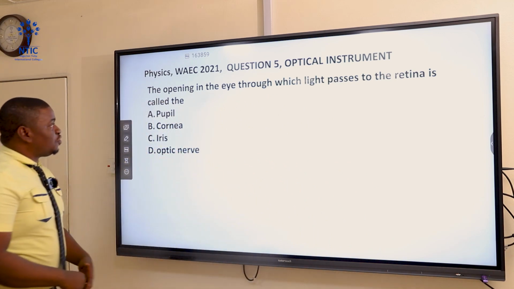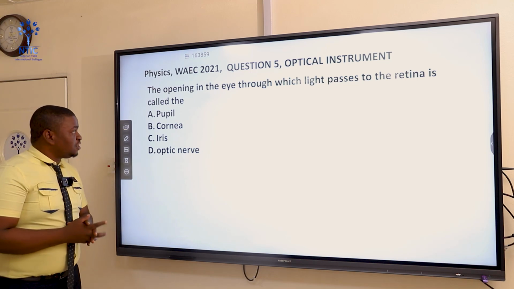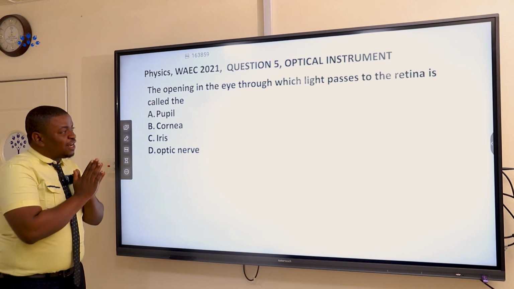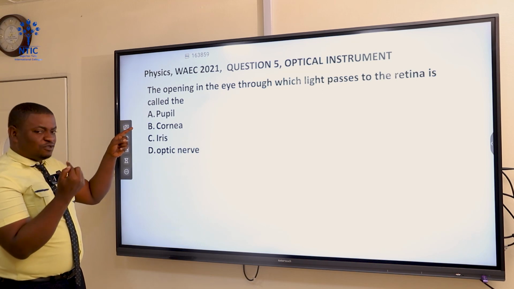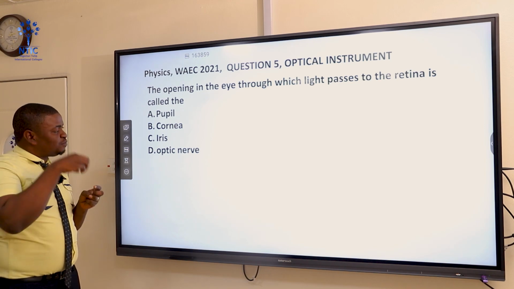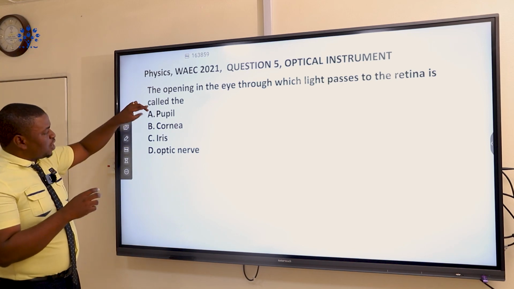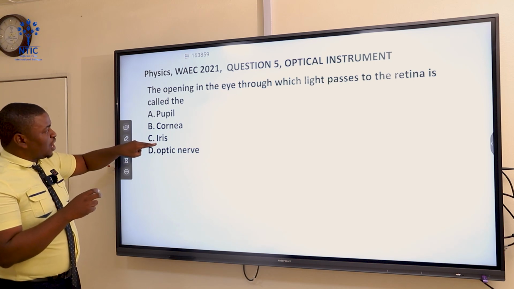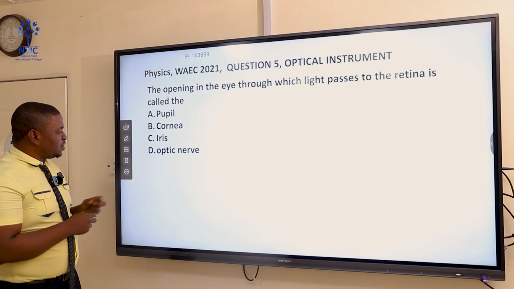Now, next one said the opening in the eye through which light passes through to the retina is called the dash. Now, the pupil is the part of the eye that allows light to enter the eye. So, pupil allows light to go into the eye. Cornea, yes, is part, but is not strictly responsible for the entry of light into the eye. Iris covers the pupil at the cornea. So iris does not play that role as the pupil. So the pupil plays the role of light entering the eye through to the retina.